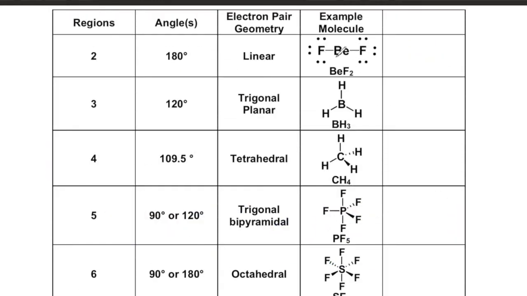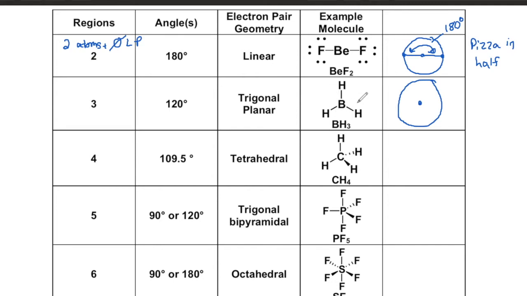So here is another example of a linear molecule. We have this beryllium holding on to 2 fluorine atoms, and it has 0 lone pairs. So it has 2 regions, 2 atoms, and 0 lone pairs. And so we end up with 180 degrees, a linear shape. So it's almost like a pizza cut in half. We have 180 degrees as the angle, and it's a linear shape.